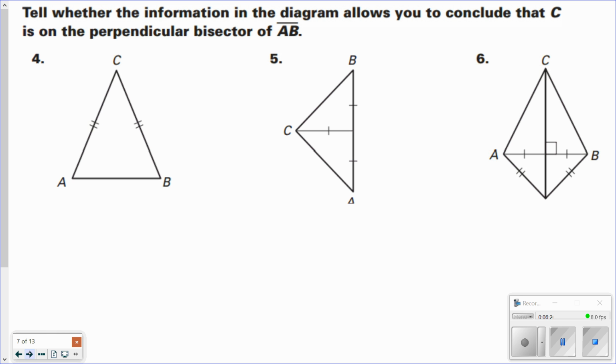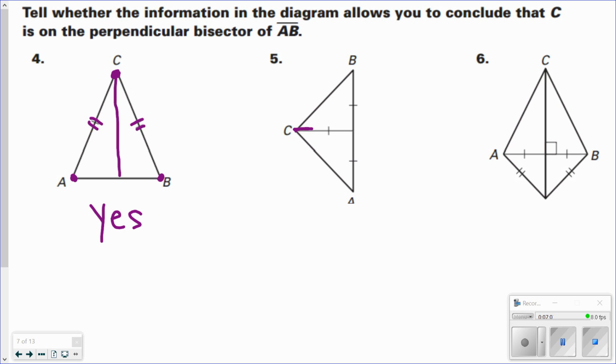Let's tell whether the information in the diagram allows us to conclude that C is on the perpendicular bisector of AB. All right, so here is C. If we drew a perpendicular bisector, I'm just going to draw a very bad picture, would C be on that perpendicular bisector? Yes or no? Well, it would be yes. Since we know that these two segments are congruent, we know C is equidistant from A and B, meaning it would be on the perpendicular bisector. So this would be yes. How about number 5?